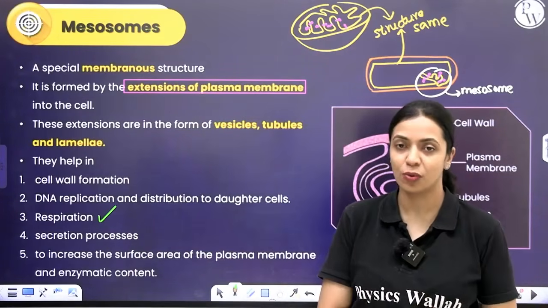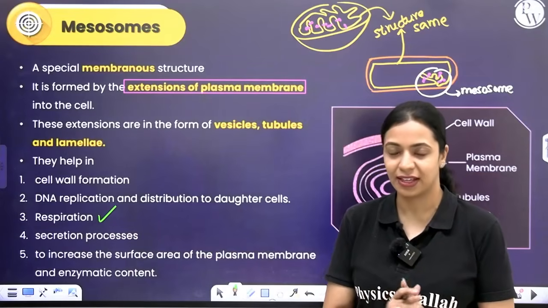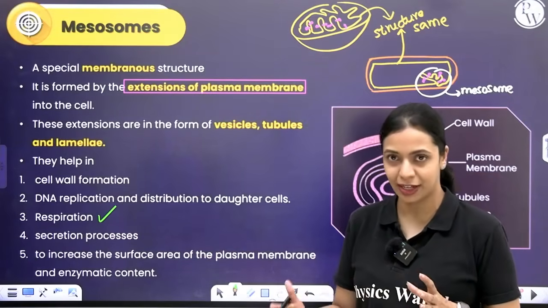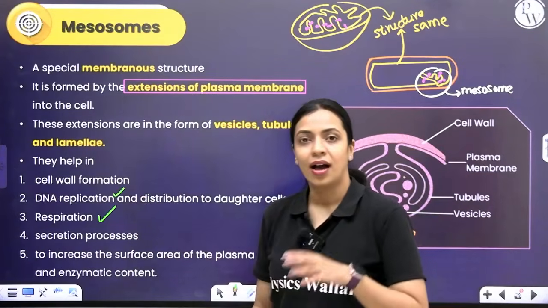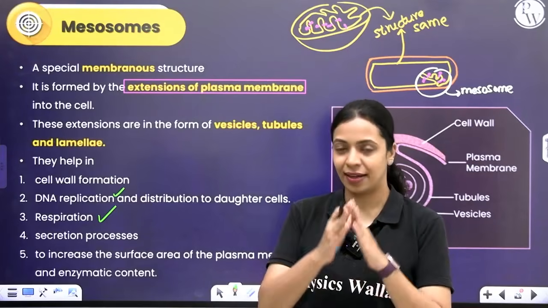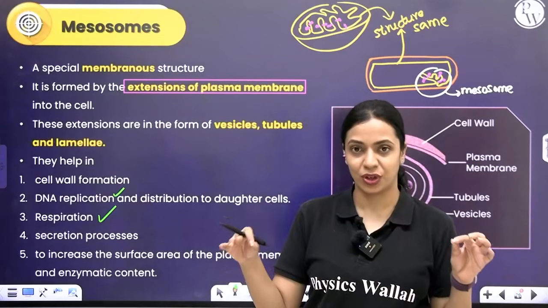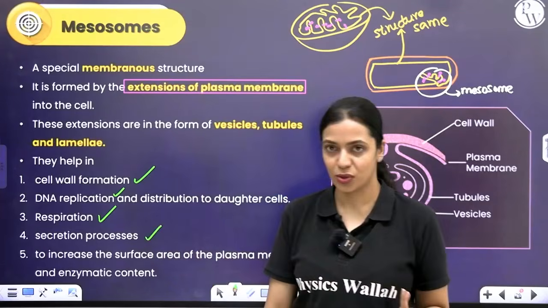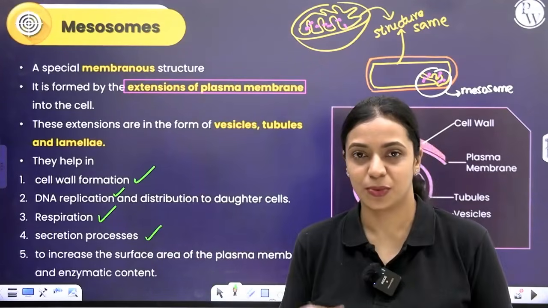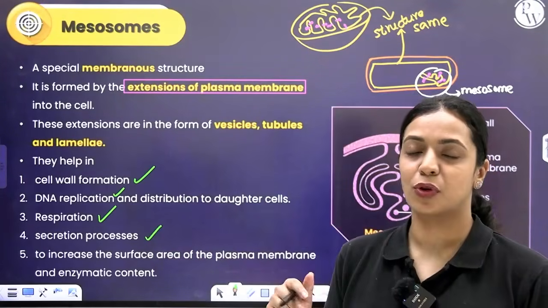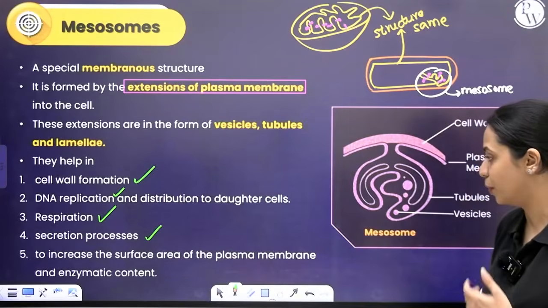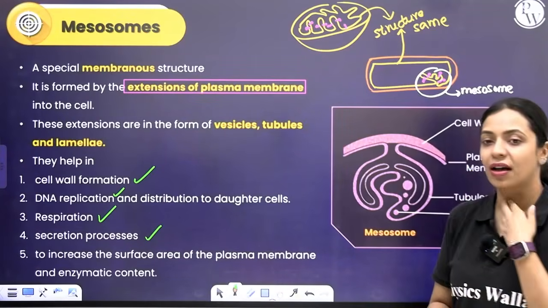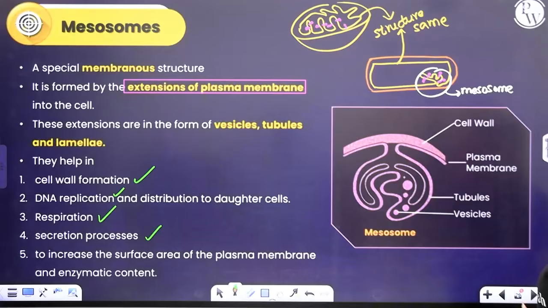role of the mesosome, but apart from that it helps in a lot of other things, like helping the DNA replicate before cell division. After DNA has replicated, the cell has to divide. It will help in the formation of the cell wall. It also helps in the secretion process. If something has to be secreted, because of these enfoldings, the surface area available will be more. Alright, so all of these are some functions of the mesosomes.